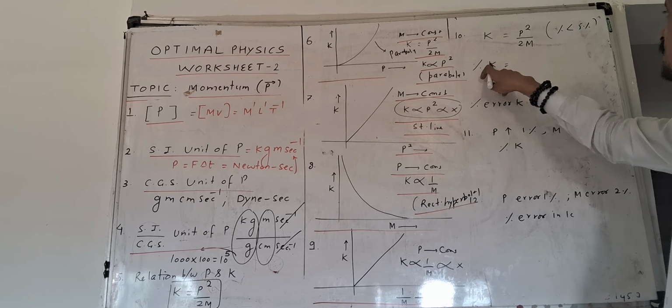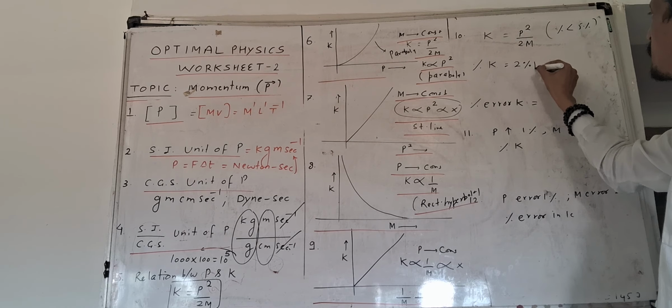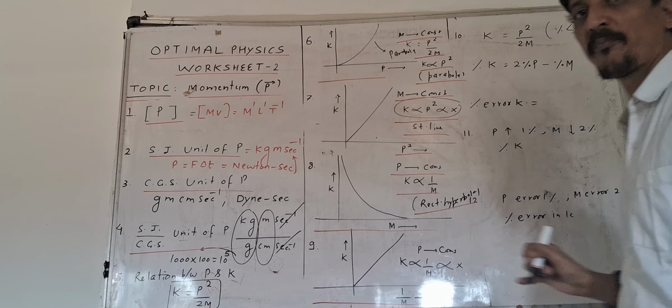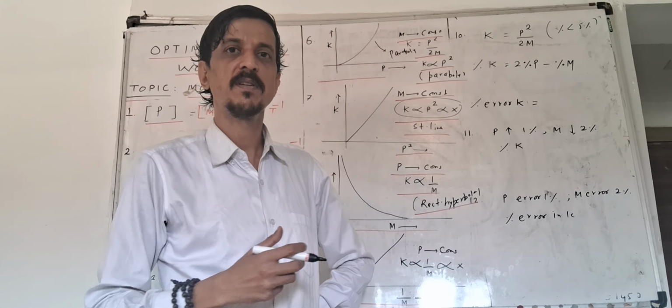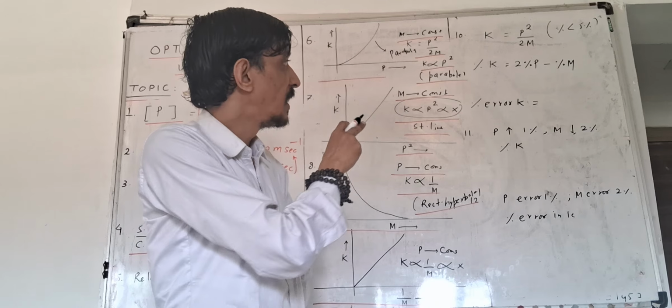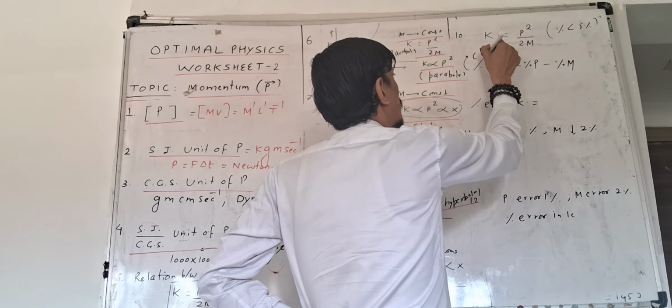So the result is: percentage change in kinetic energy is equal to twice the percentage change in p minus the percentage change in m. This is related to the error formula which is derived using differentiation, where errors or changes are less than 5%. Then, if there are changes, here in this question we are asked about changes.